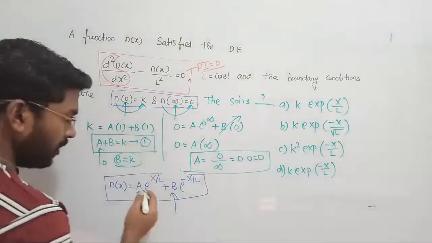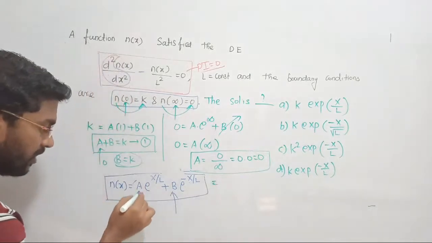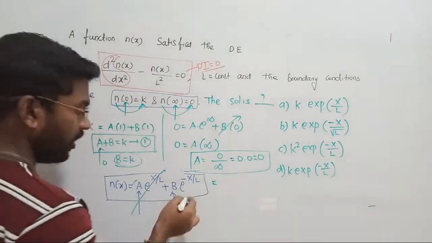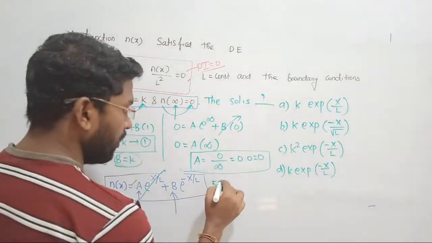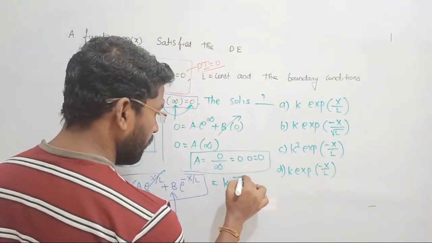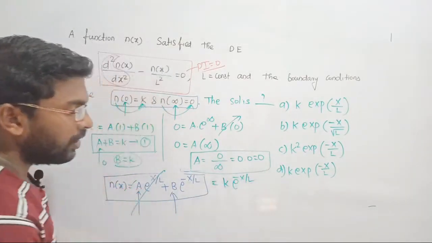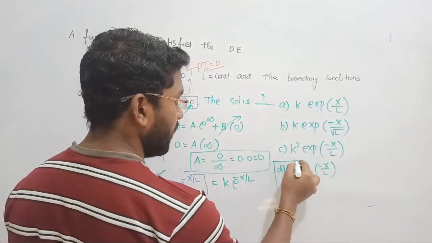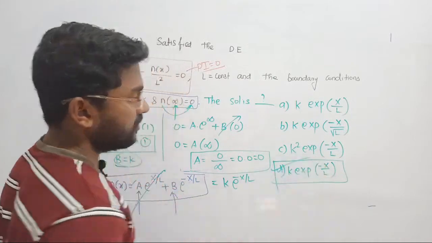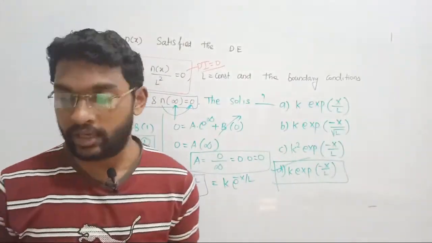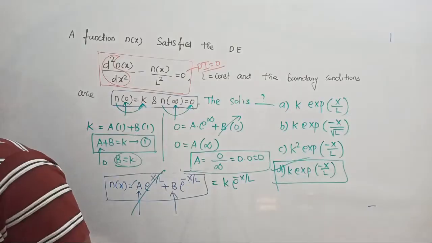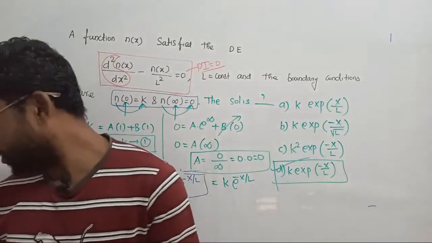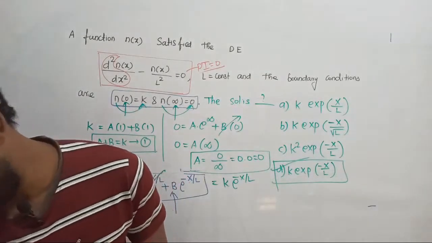So what is the answer? Now take your final answer. A is 0, so the total term is 0. We have only the b value, which is how much? b equal to k. So the answer is k into e power minus x upon L, or k into exponential of minus x by L. So the correct answer is option D. Clear? Yes. Some of you posted the answer D. You are correct, ma'am.